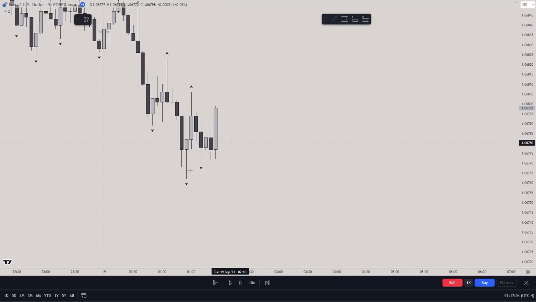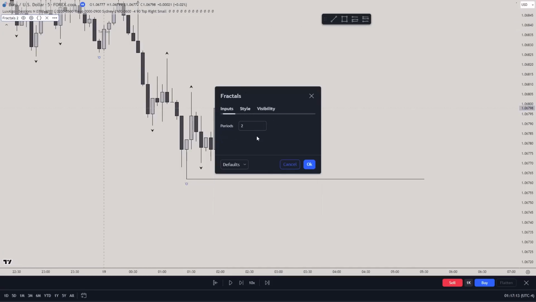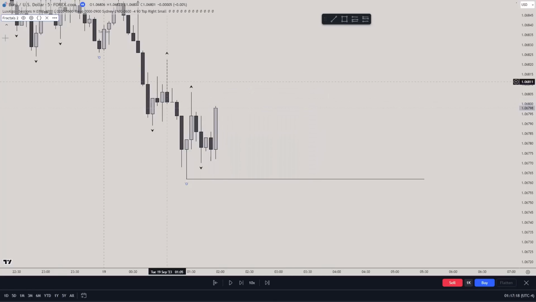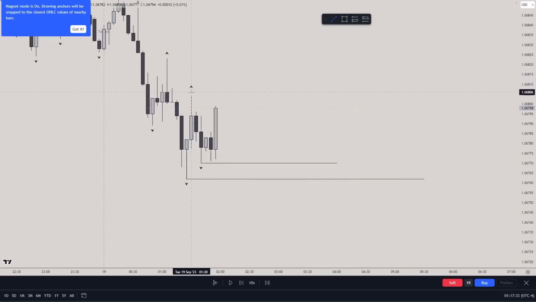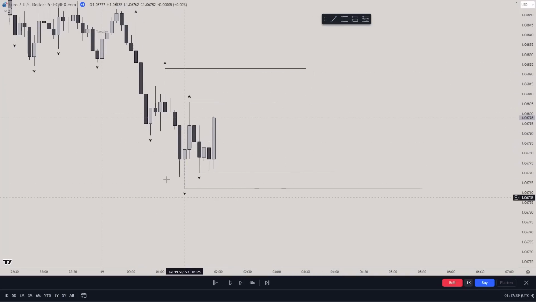In this example right here, what do we see? So this is a fractal low right here. And by the way, let me show you the indicator. So this is the indicator settings, period 2. That's it. You can use any fractal indicator. You have a lot of them. Now we mark this liquidity. We also have this liquidity level. And then we have this one right here. Also, we have this one. So those are the levels of liquidity that I can see.